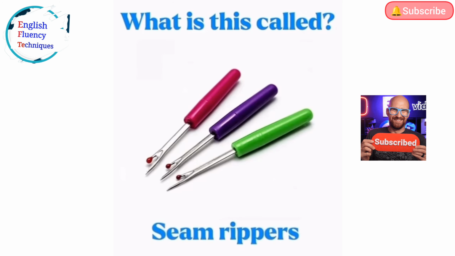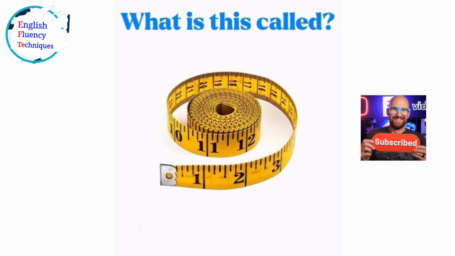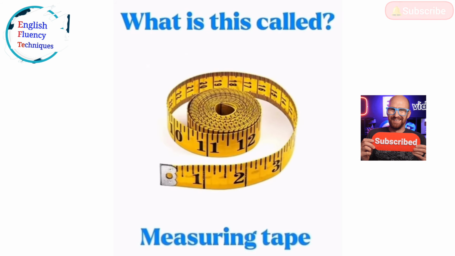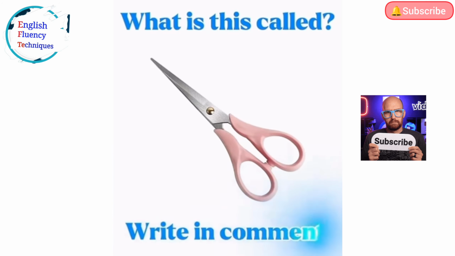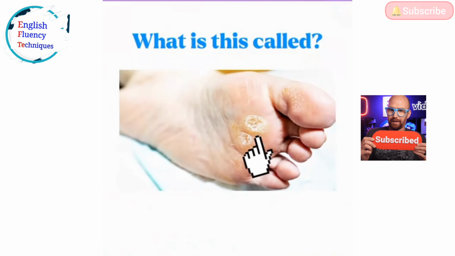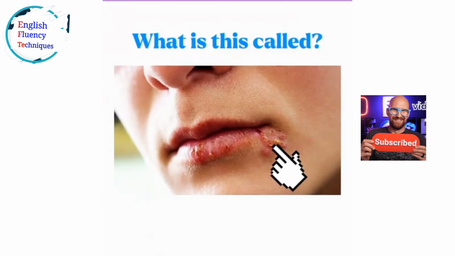What is this called? Seam rippers. What is this called? Thread. What is this called? Measuring tape. What is this called? Corn.